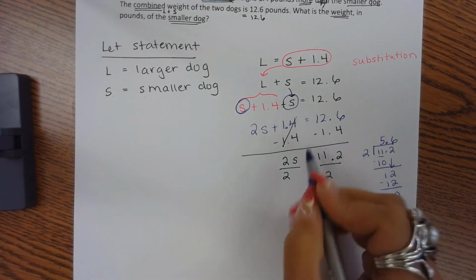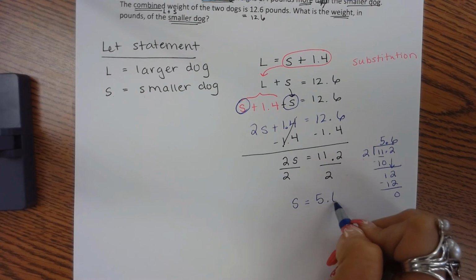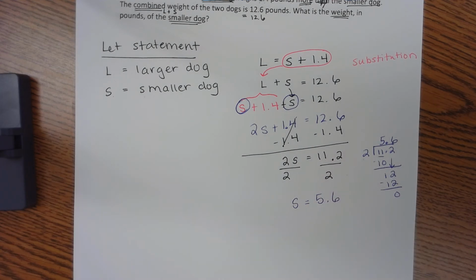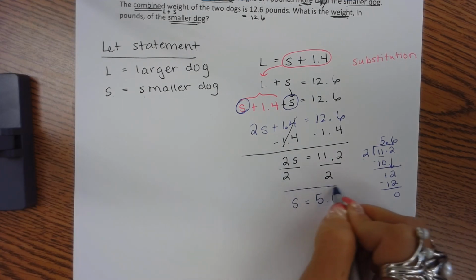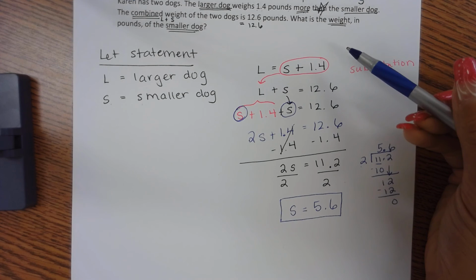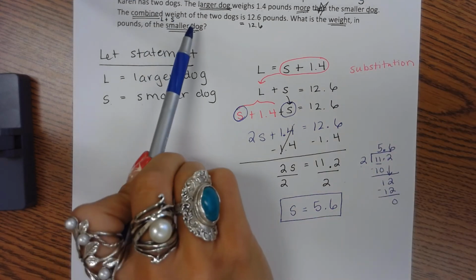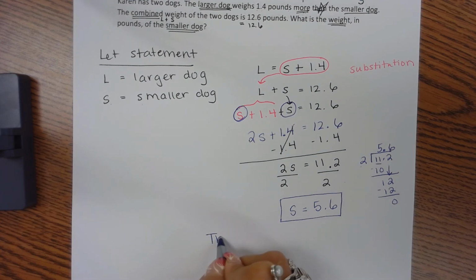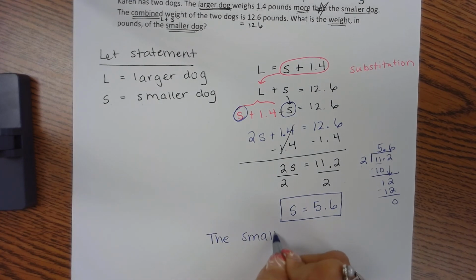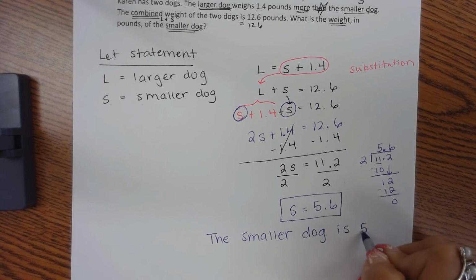And the smaller dog is 5.6 pounds. And then you'd probably want to write this in a nice complete sentence, so that way we're getting back to the context of the problem. So we know that the smaller dog, and they're asking for the smaller dog, the smaller dog is 5.6 pounds.